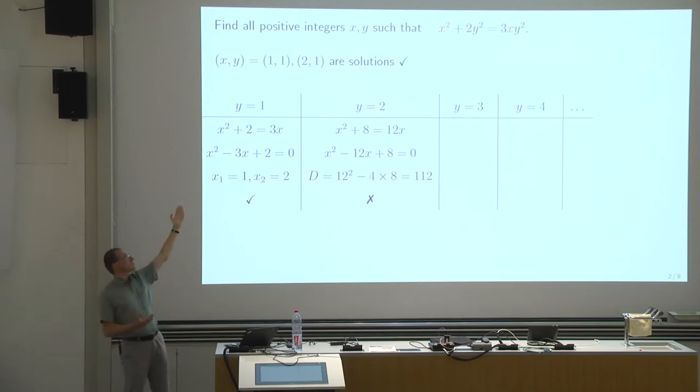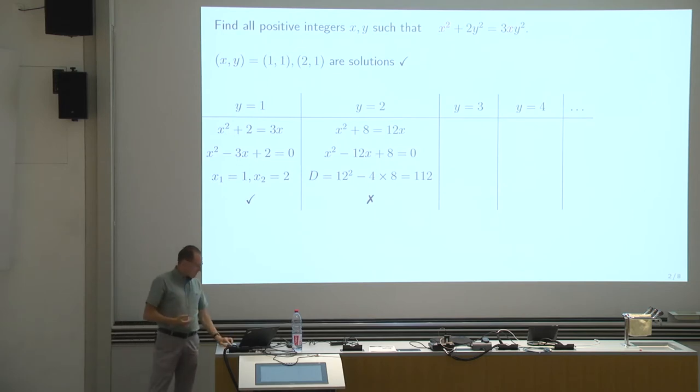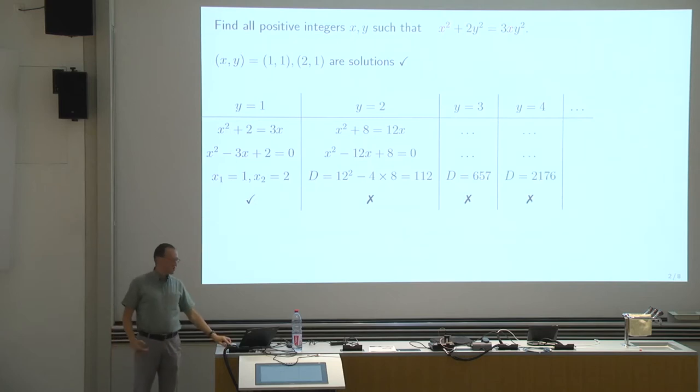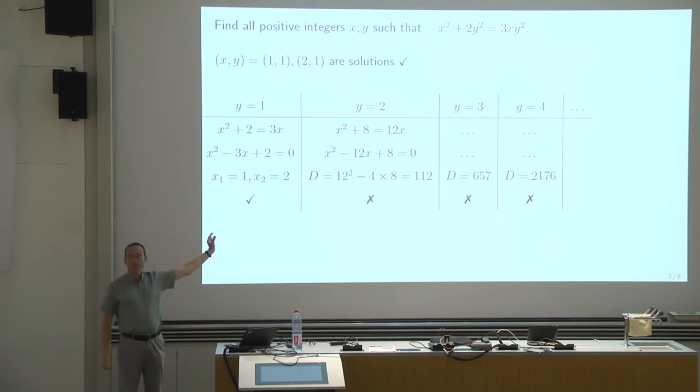It's unrealistic to just plug in large numbers for x and y and hope that the left side will match the right side. What you're doing now is also unrealistic: for each value of y, get an equation and hope that it has a solution for x. Next, you try y equals 3. You write the equation, you compute the discriminant, not a perfect square. y equals 4, the discriminant is not a perfect square, and so on. You cannot keep doing this for every single y. Of course, you can check up to y equals 20 if you want to, but you cannot do it for every single y. I claim that these are the only solutions, only when y is equal to 1.